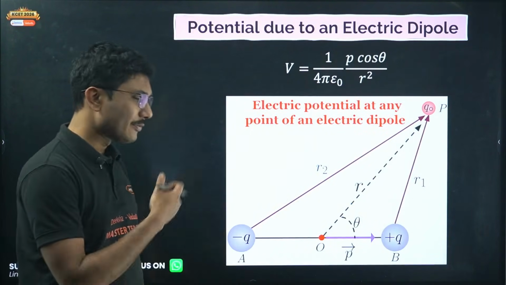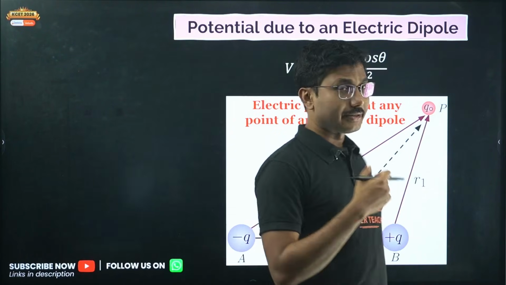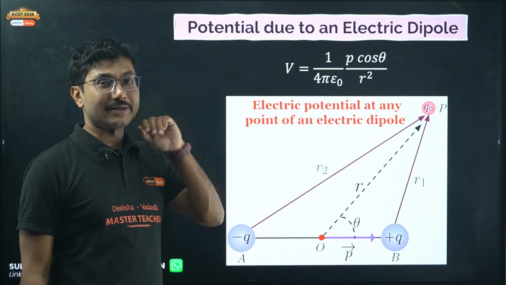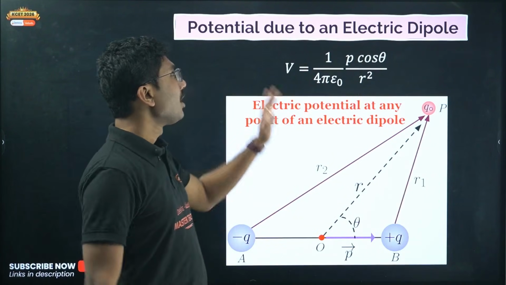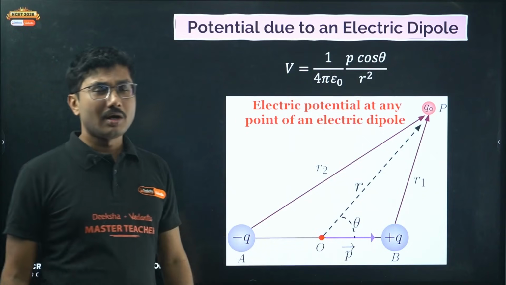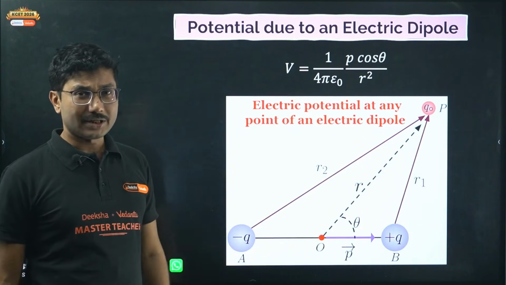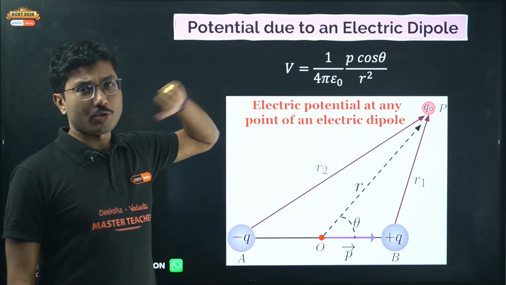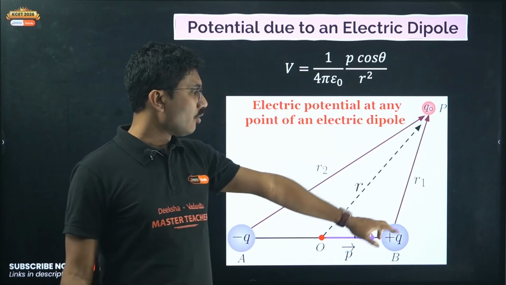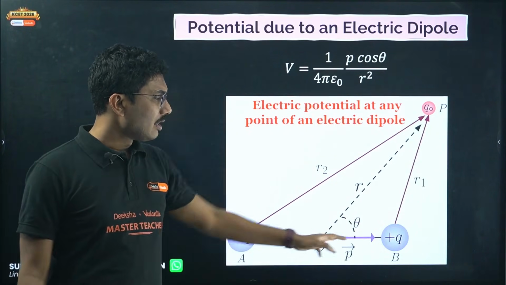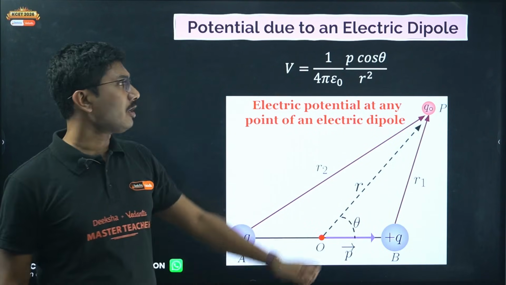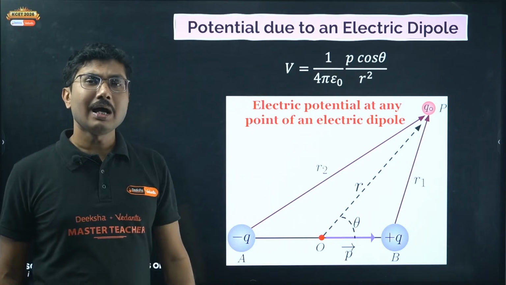So electric dipole we have studied in our electric field chapter. There we have studied what is the electric field on the axis, what is the electric field on the equatorial plane. Now potential being a scalar quantity, we do not need to calculate particularly for equatorial plane or axial position. In fact, in equatorial plane, potential energy is 0. So normally at any general position, at an angle theta with the dipole moment, the potential is given by 1 by 4 pi epsilon naught P cos theta upon r square.